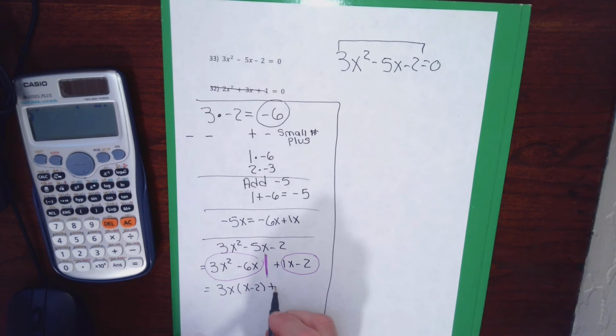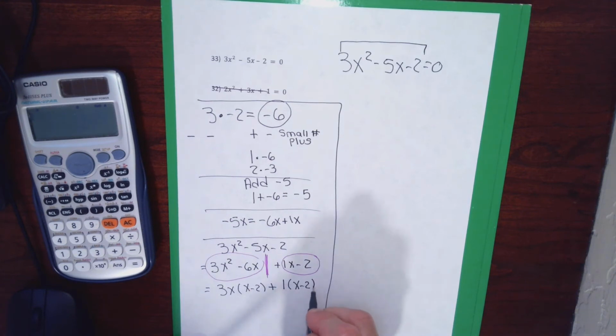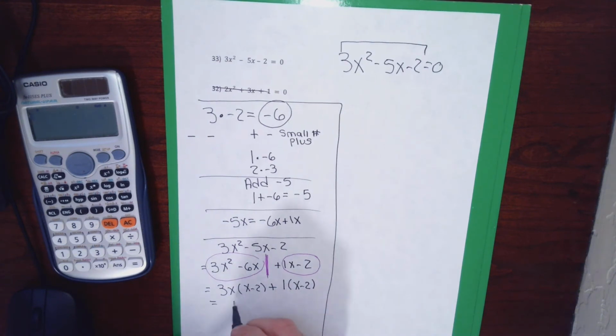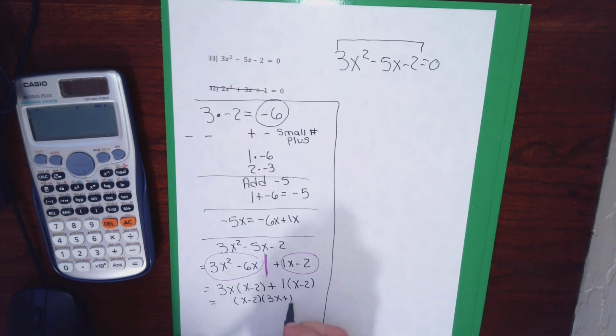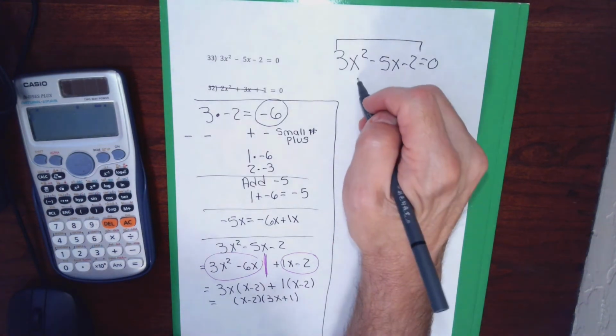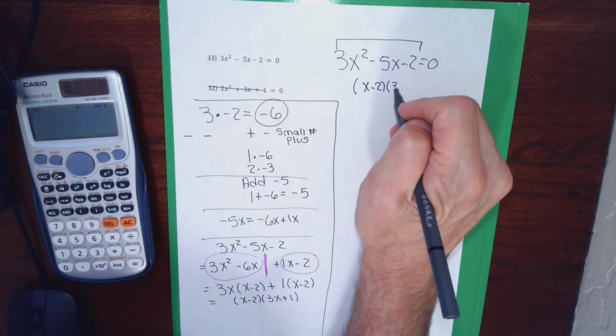The second pair doesn't have a common factor, so I'll factor out a 1 and be left with another x minus 2. So that original trinomial can be factored into x minus 2 times 3x plus 1, and that's what I'll put in my real work.